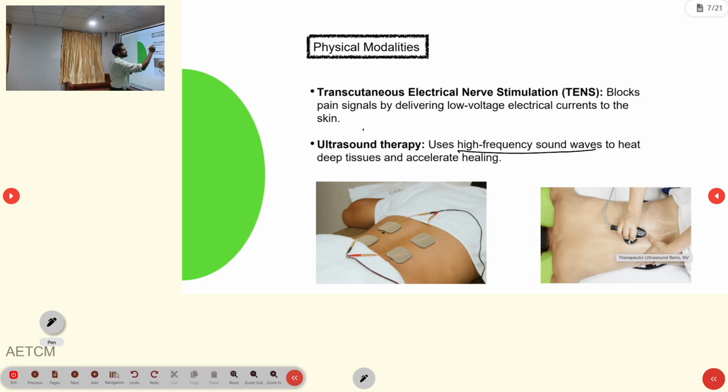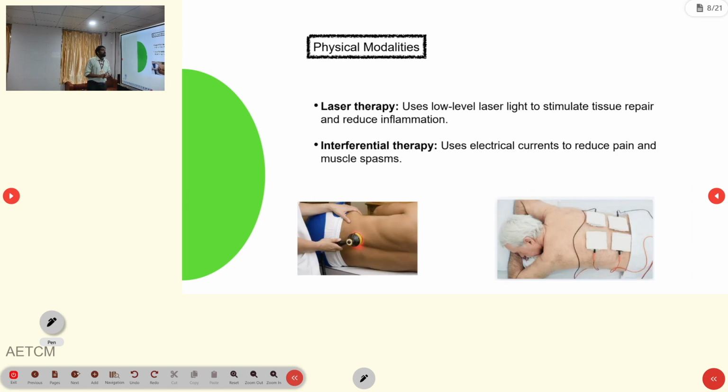So this is a technique that we can employ for all chronic pain conditions. But the disadvantage is that the pain will recur or come back once the effect of the stimulation is gone. Then other physical modalities include laser therapy, where we use low level laser light to stimulate tissue repair and reduce inflammation. Now this new term is photobiomodulation.